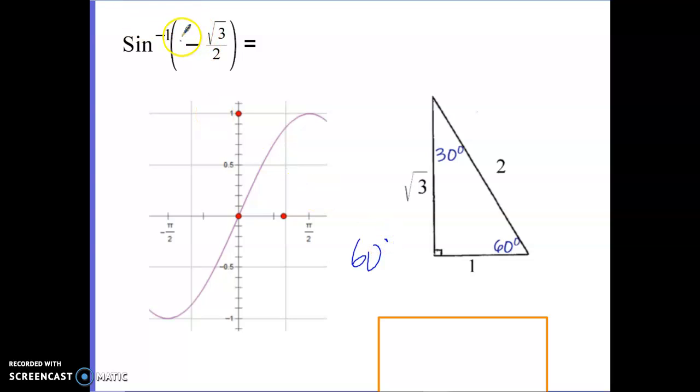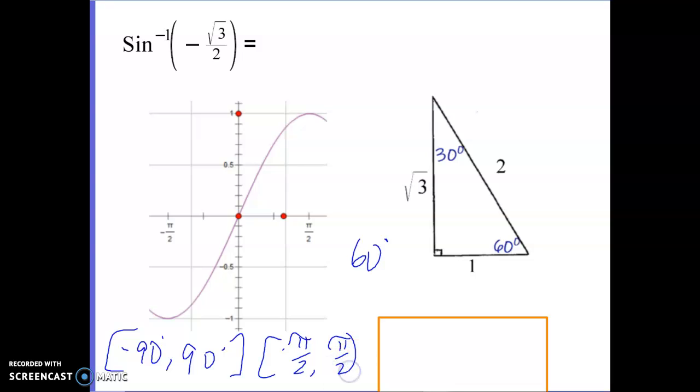Okay, so now let's consider the fact that it's negative. 60 degrees is here in the first quadrant. I want a fourth quadrant answer, but remember how we restricted the domain? Remember we said it had to go from negative 90 to positive 90, or negative pi over 2 to positive pi over 2? So that should be a square bracket. If I go around the unit circle to the fourth quadrant and I end up with 300, you see that 300 is not in the domain that I have chosen. I cannot go this way to get to the fourth quadrant. I have to go down into the fourth quadrant.